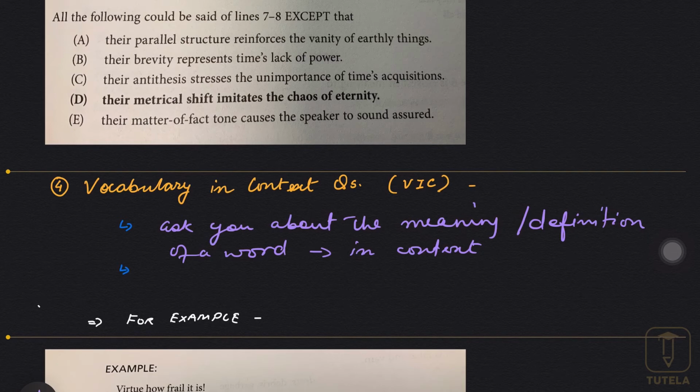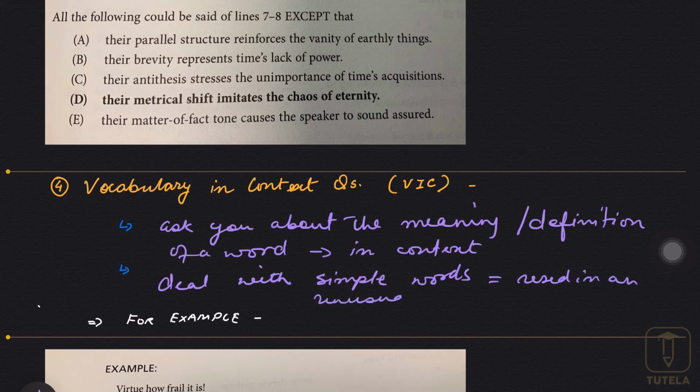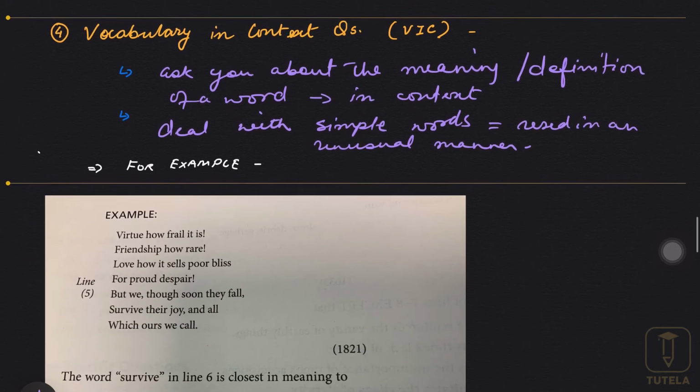Usually these questions deal with pretty simple words, but these words are used in an unusual manner. So that is what you should be able to identify, detect, and then select the right option.